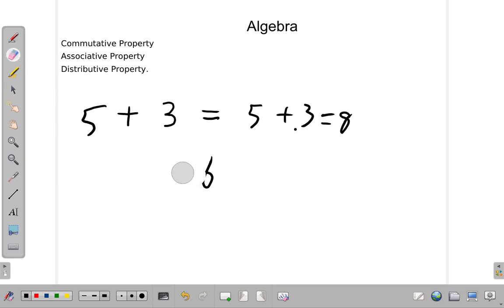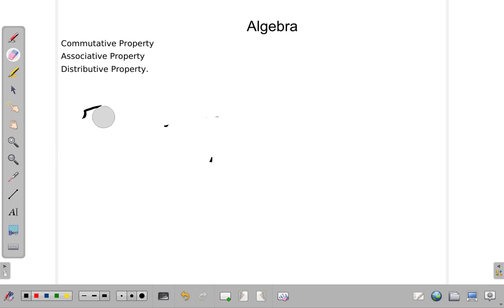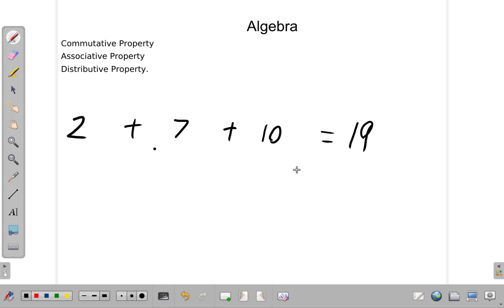Let's try again with 3 numbers now. So we see that addition so far obeys the commutative property. Suppose we have 2 plus 7 plus 10. That will be equal to what? 7 and 10, 17, 18, 19. 2 plus 7 plus 10 is equal to 19. Now, let 2 travel to the second position and 7 travel to the first position. The 7 and 2 have commuted. They've traveled. 7 plus 2 is 9, 9 plus 10 is 19.